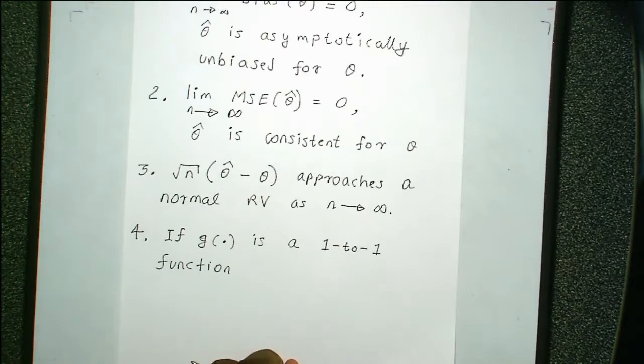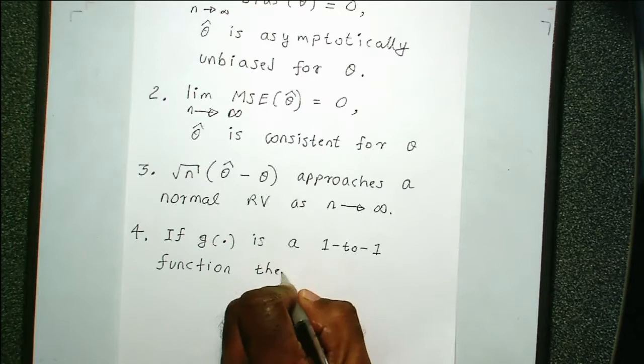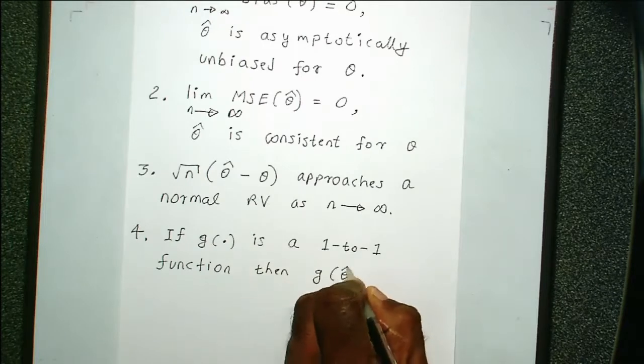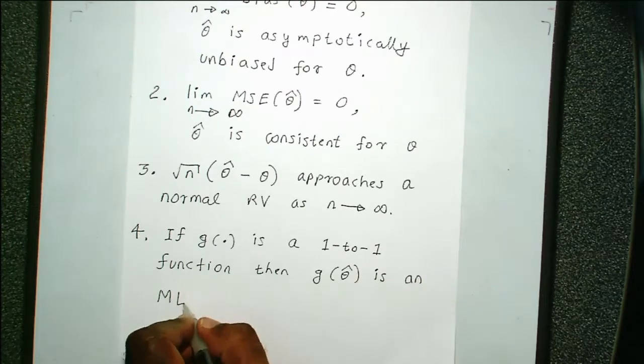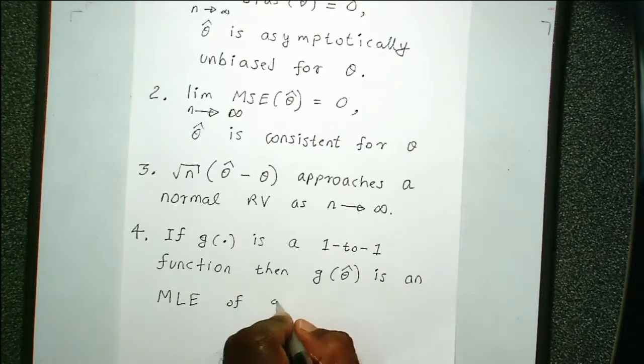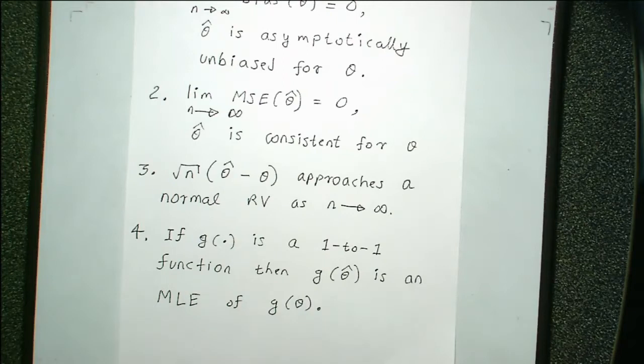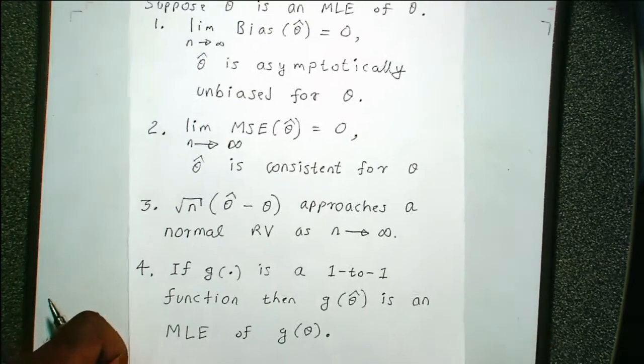if g is a one-to-one function, I'm sure you know what a one-to-one function is. Don't tell me you don't know. I mean, you have done real analysis. If g is a one-to-one function, then g of theta hat is an MLE of g of theta. So these are the four properties I would like you to know.